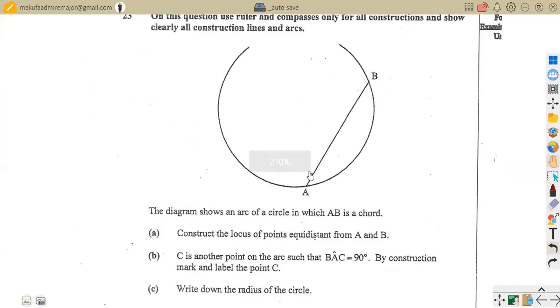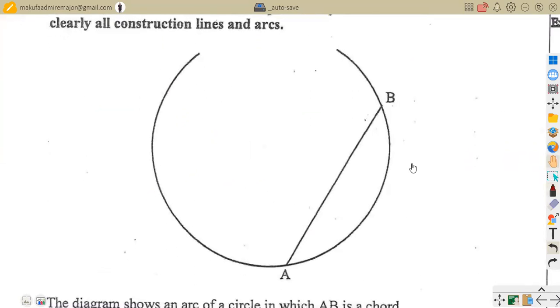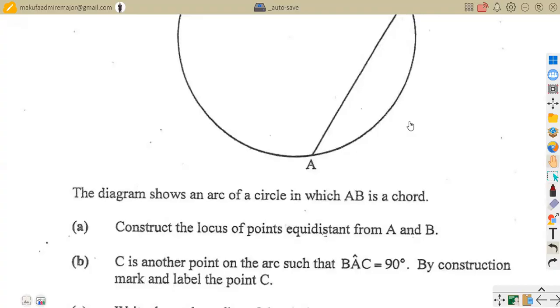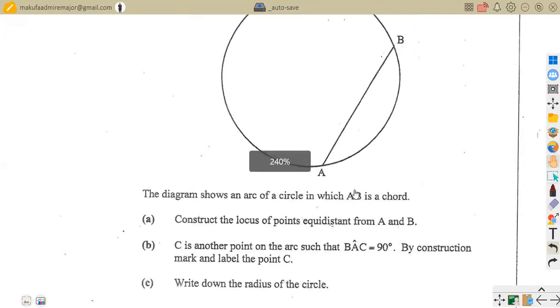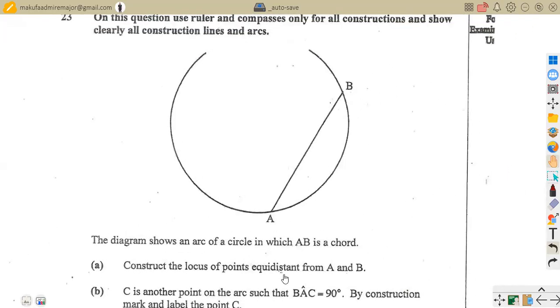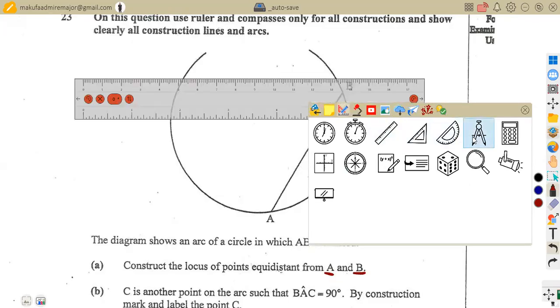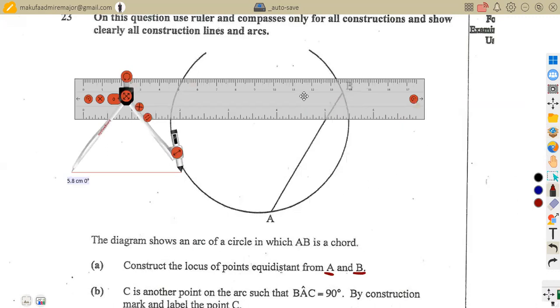All right, number 23. That's a diagram, and the diagram shows the arc of a circle with A, B, and in this case, construct the locus of points. All right, let's see our question. We are asked to construct the locus of points equidistant from A and B. Remember, the locus of points equidistant from A and B means the line bisector. We are bisecting A and B in this case, where these two meet. So we're going to bisect that line.